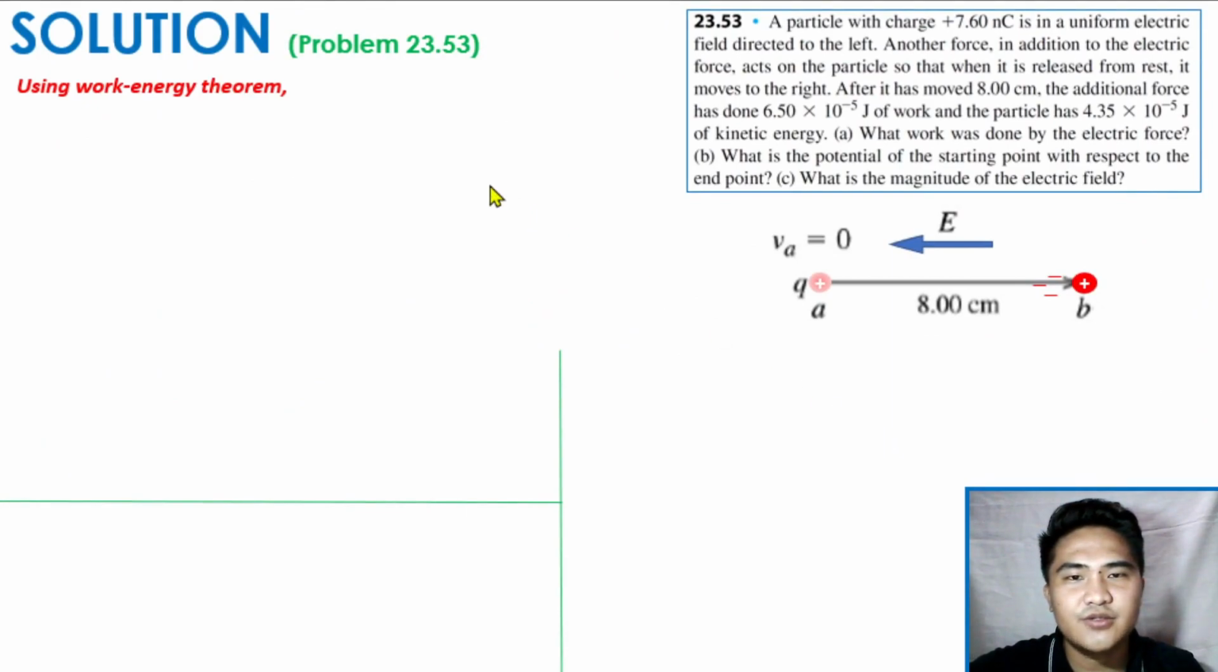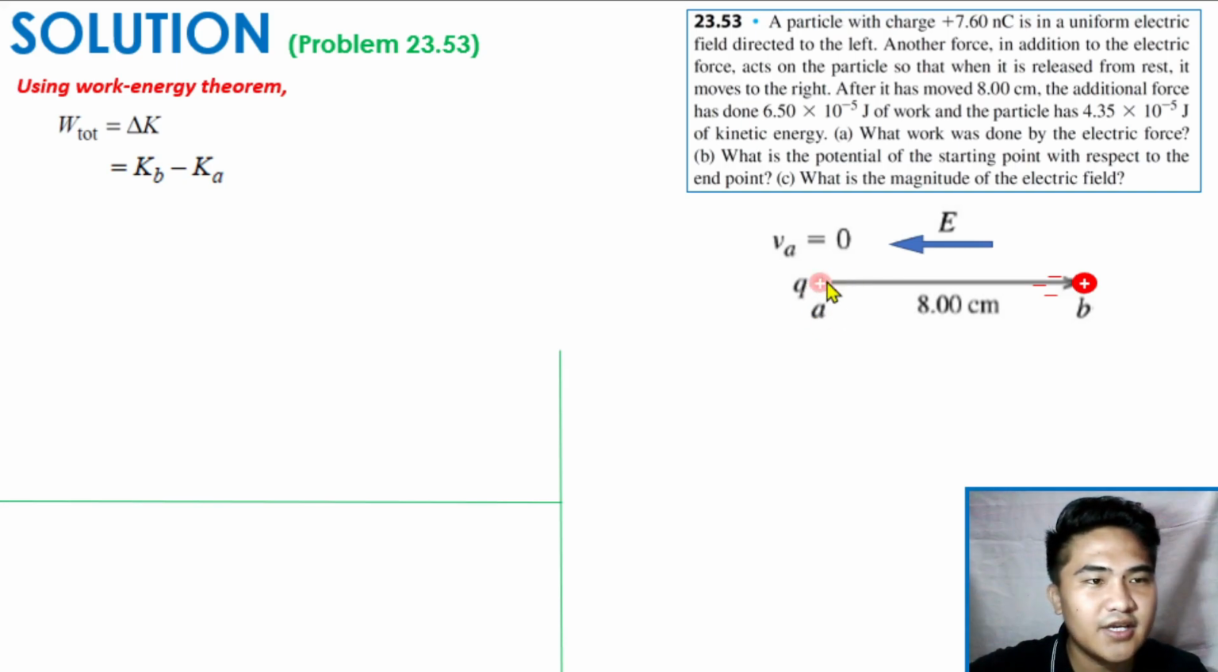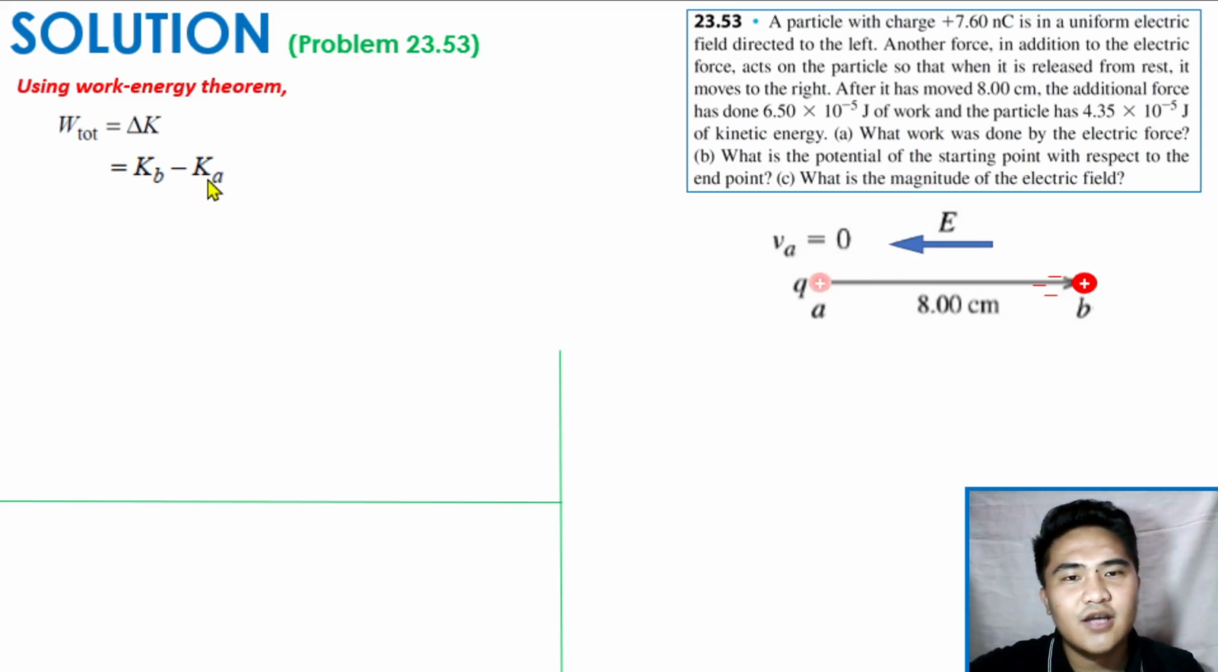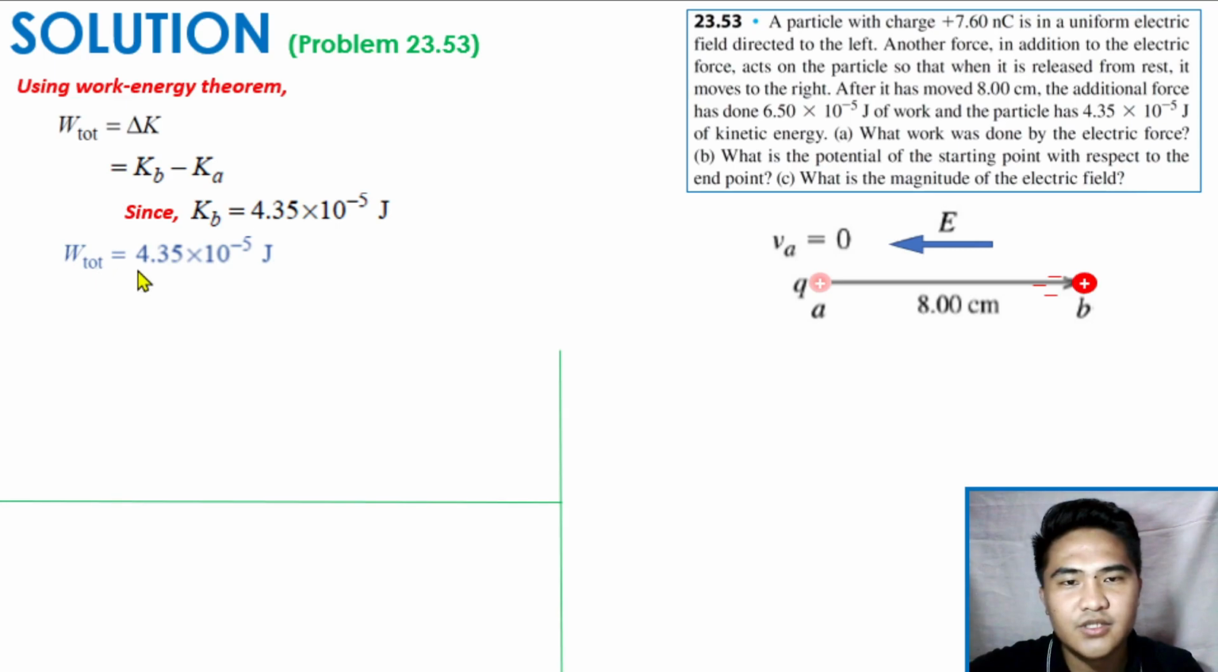So to answer the first question, we will use the work energy theorem, which is total work is equal to the change in kinetic energy. So the kinetic energy final minus kinetic energy initial. Since the initial condition is the particle is at rest, then our initial kinetic energy is 0 because the velocity is 0. Since K_B is given, 4.35 times 10 to the negative 5 joules, we will be left with total work equal to 4.35 times 10 to the negative 5 joules.